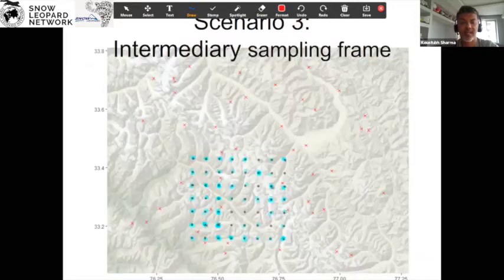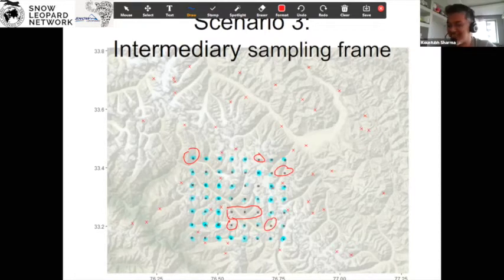Now moving on to the next design. This is the intermediary sampling frame where camera traps were set up roughly 4 to 5 kilometers from each other. Now, if you look at this scenario, you end up with quite a few encounters. If I remember correctly, I forgot to mention it here, but we have nearly 140 or 150 encounters. So in total, a pretty high number, and almost all cameras apart from these 7 did end up with snow leopard encounters.